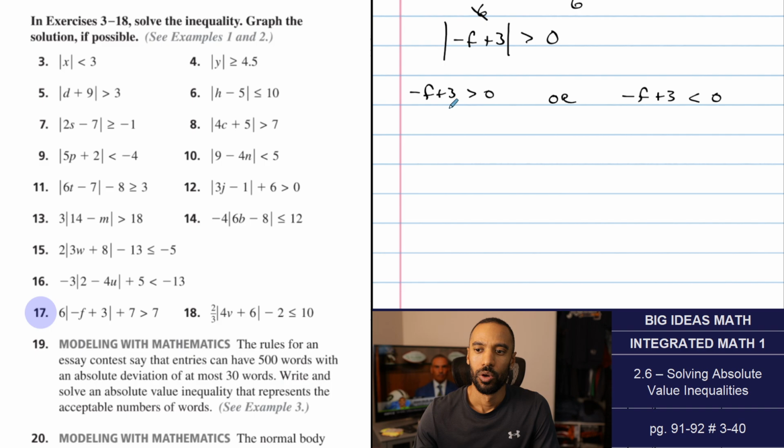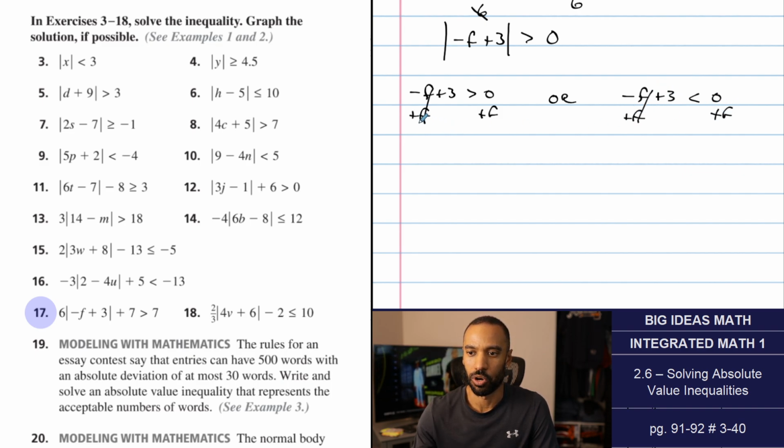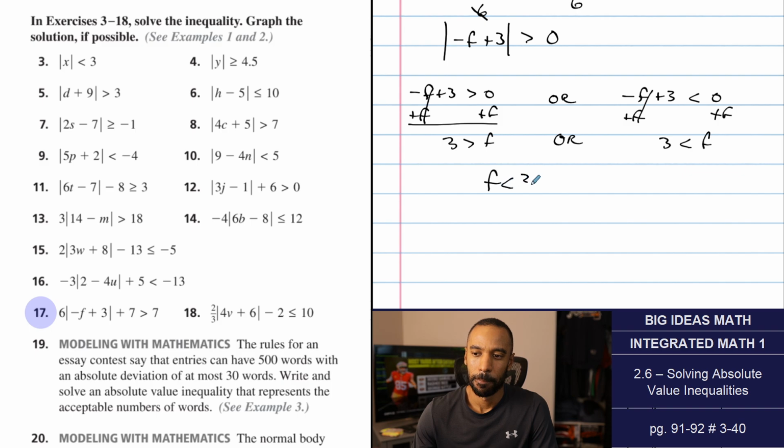So once again, would you rather? You know what? On these cases, I'd probably just rather add f. Even though we might have to flip the idea of the inequality as a whole, adding f here is just a one-step deal for now. I know we have to flip it over there. F can either be less than 3 or f can be greater than 3.